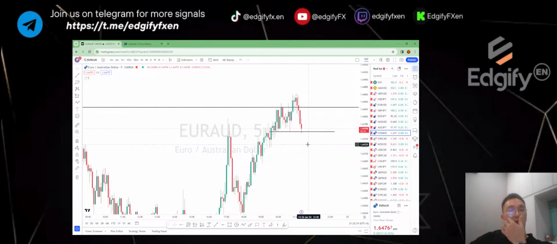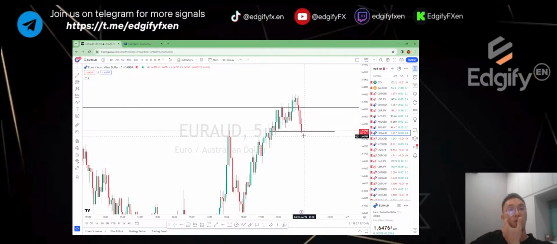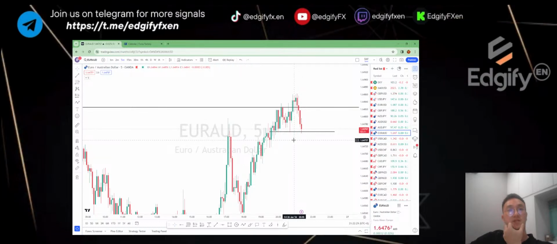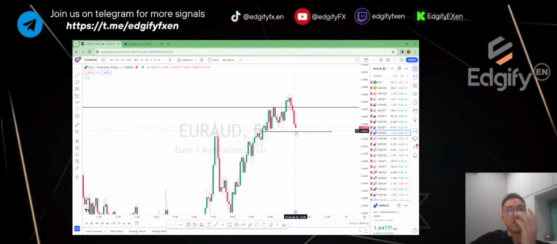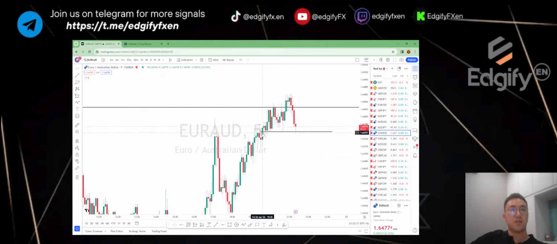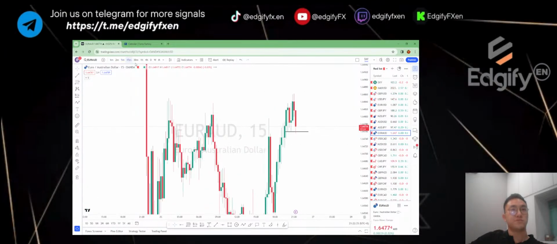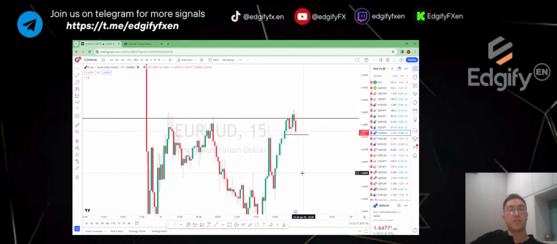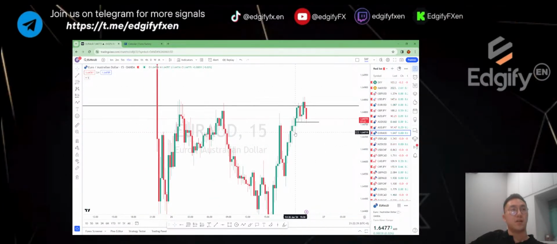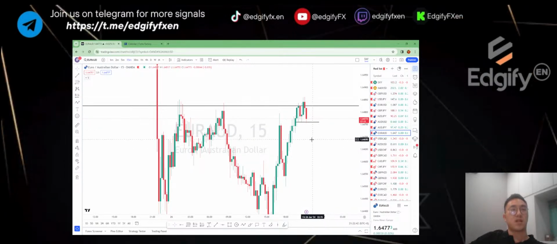Okay, so there will be one possible entry, but we need to wait for this candle to close below first. Right now, what you can see is the price actually is rejecting at this area here, right? So let's just wait for the candle to close. When it closes, then we can start getting into the trade.